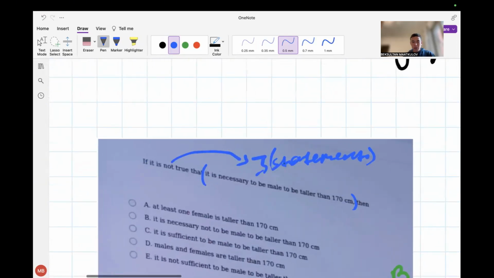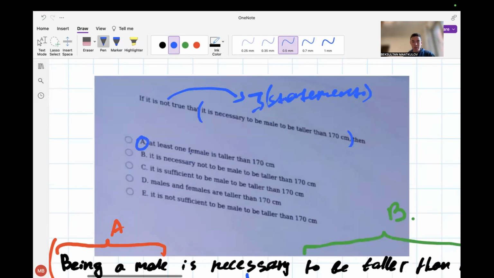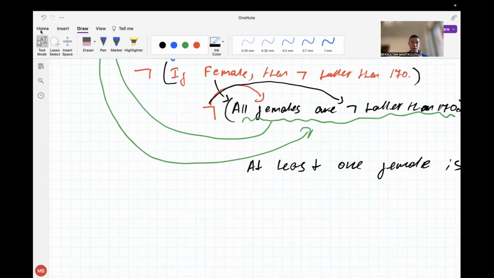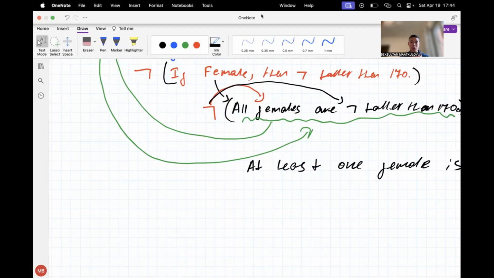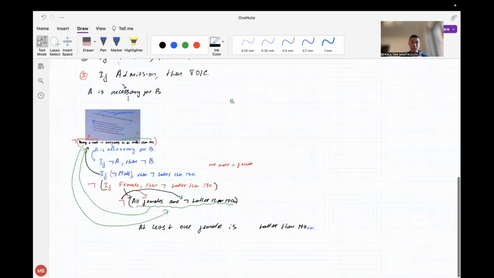And the right answer is A. At least one female is taller than 170 centimeters. Yeah, we can continue on. We can go now for sufficient conditions.